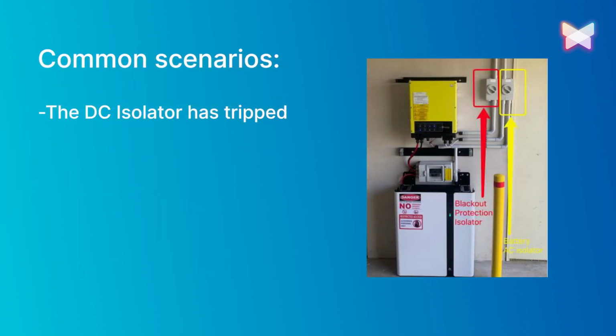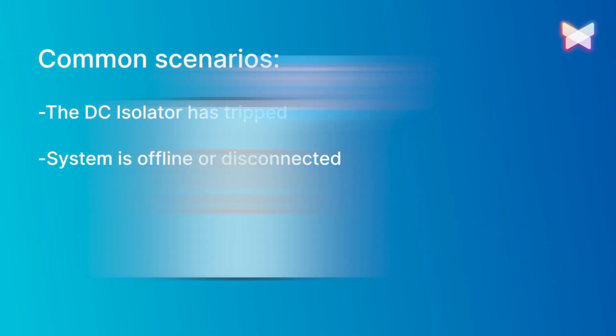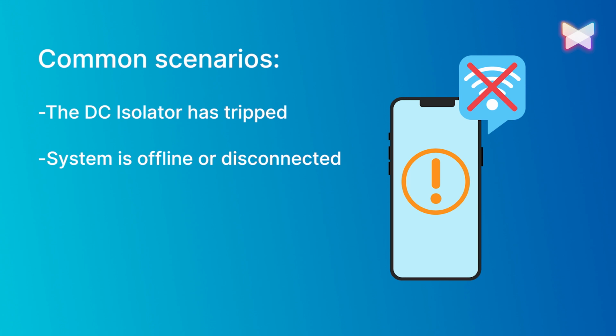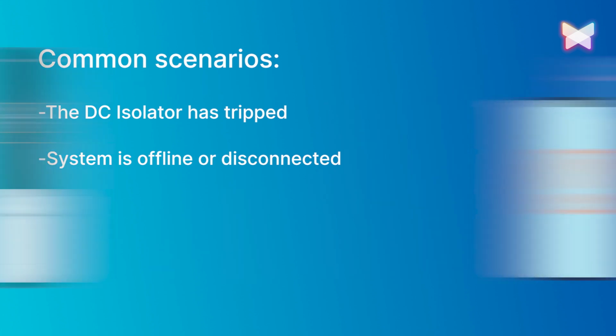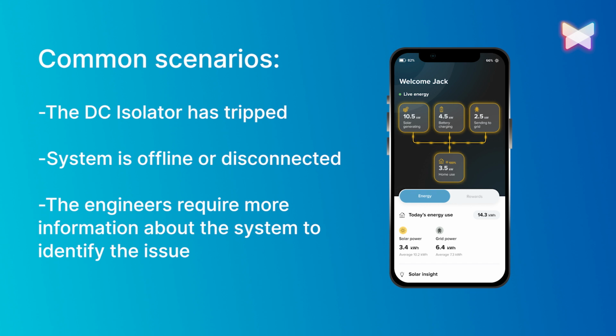These are common scenarios where we may request photos of your solar system. The DC isolator may have tripped. The system is offline or disconnected from the internet and we can't access it through our monitoring platform. The engineers require more information about the system to identify the issue.